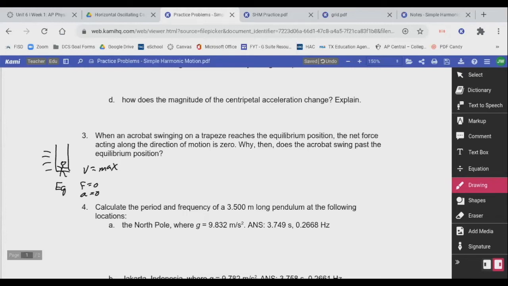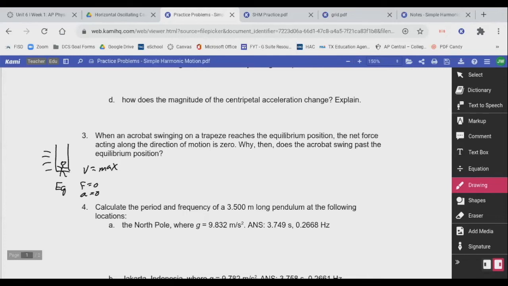Once you pass equilibrium, the acceleration points at equilibrium, so the acceleration changes direction and you're going to start slowing down. That's why as the swing goes up, it starts slowing down, changes direction, and heads back towards equilibrium. Your maximum velocity occurs at equilibrium, and that's why you're not going to stop there. You're moving.